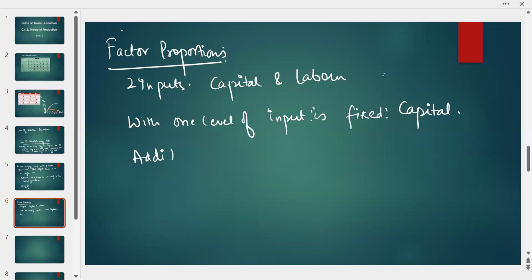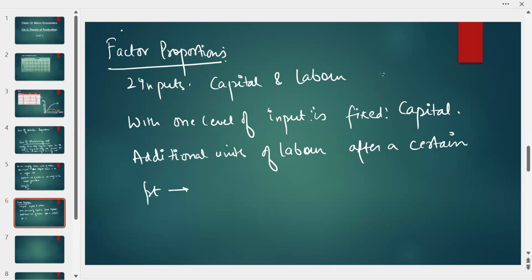additional units of labor after a certain point are not adding up. It becomes crowded. Additional units after a certain point become crowded, right? So just understand, it becomes crowded and it is not adding up to the total output, right?